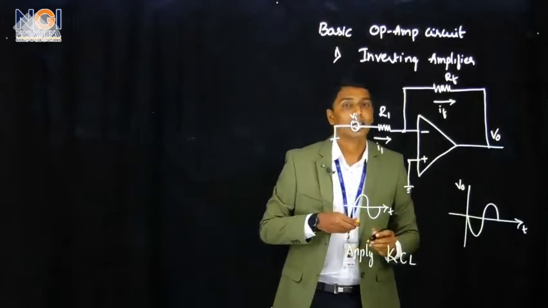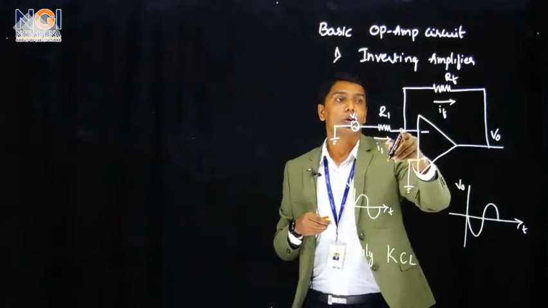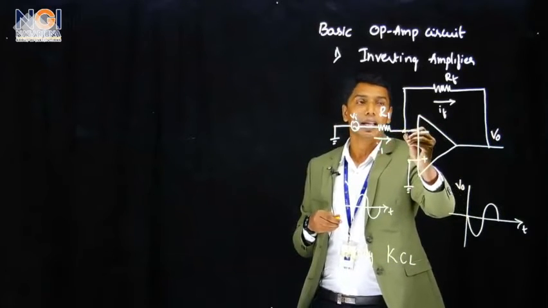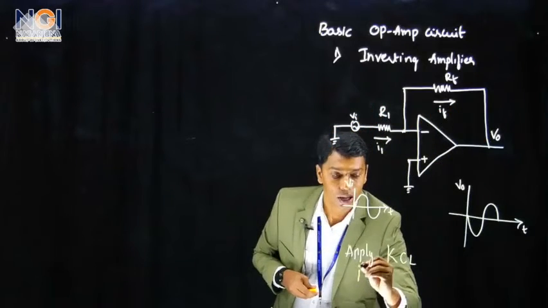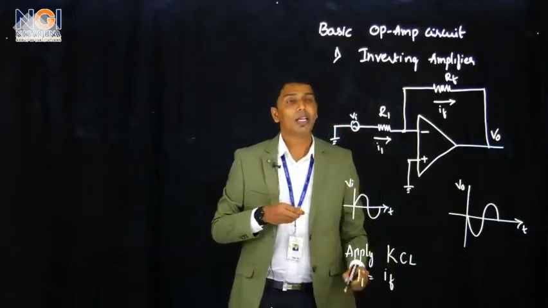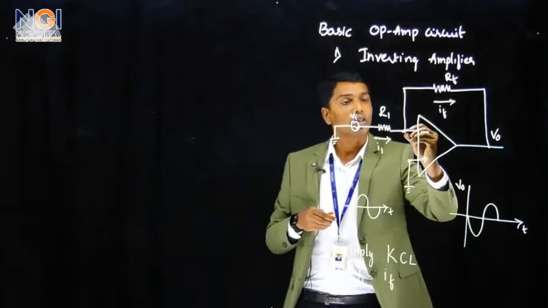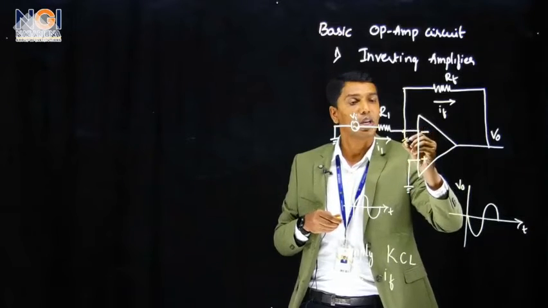KCL states that the sum of currents entering the node is equal to the sum of currents leaving the node. Here I1 is the current entering the node, IF is the current leaving the node. Therefore, I1 is equal to IF. I1 is equal to the voltage Vin, with the virtual ground concept: the non-inverting terminal is grounded, so this node is also at ground.